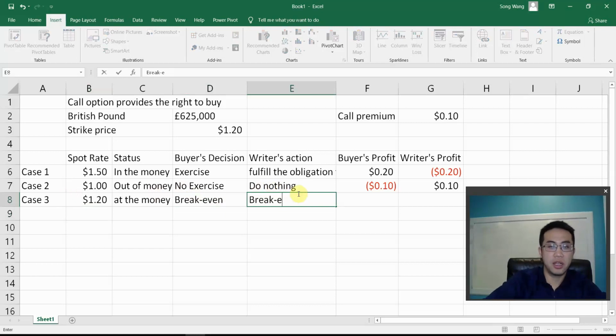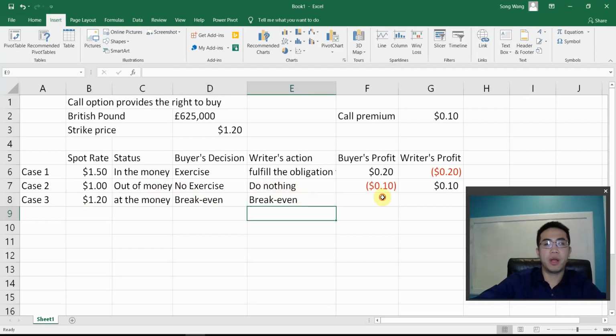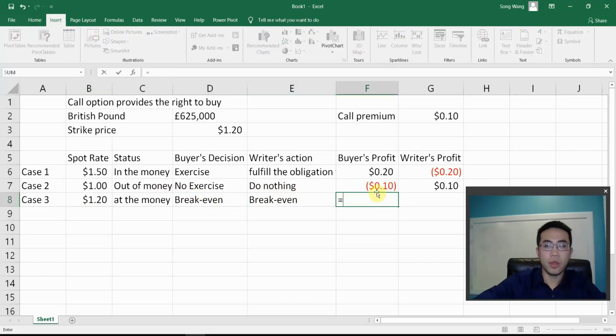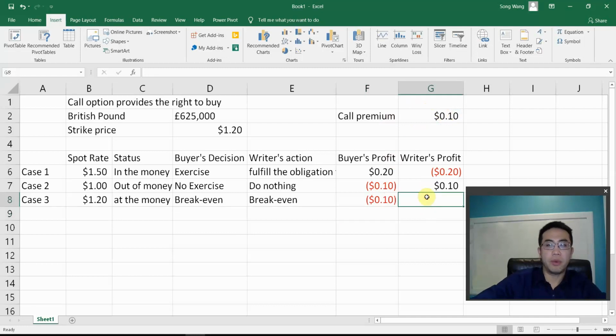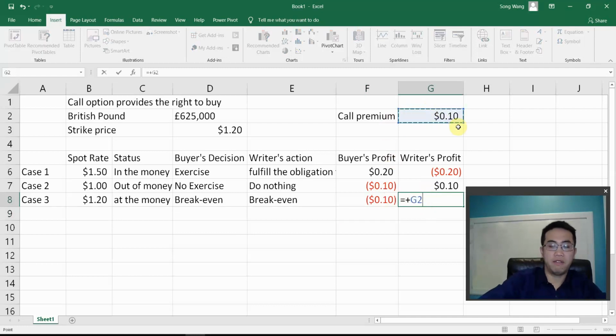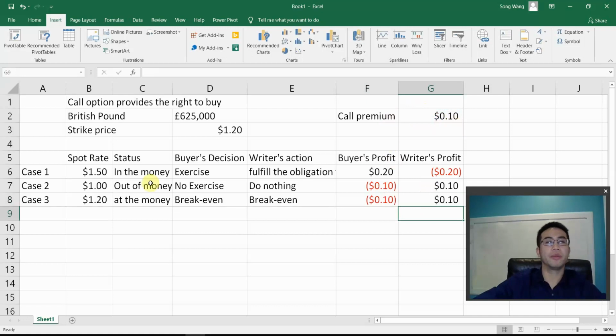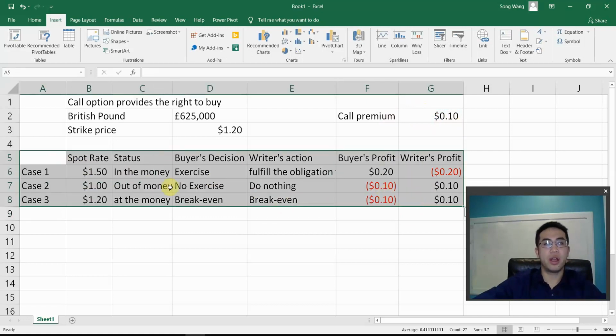You can say that. And for the buyer's profit, it is whatever the call premium he or she paid. And for the writer's profit, it would be just the positive premium collected from the buyer. Okay, so that's the three statuses for a call option.